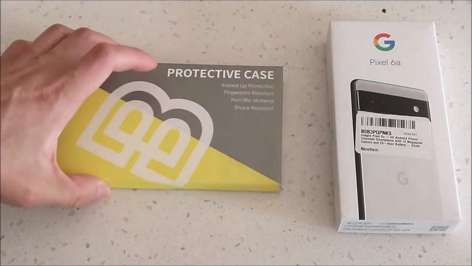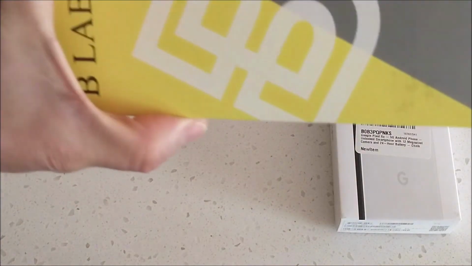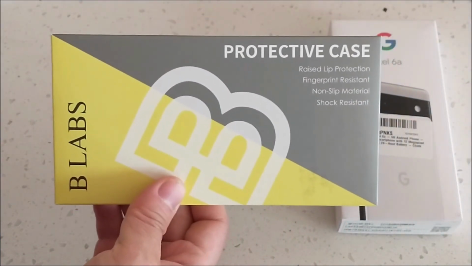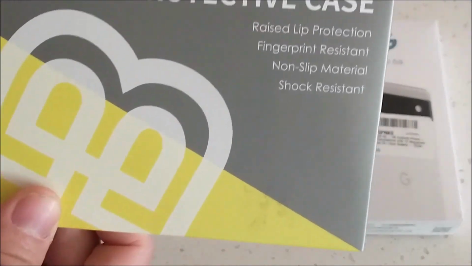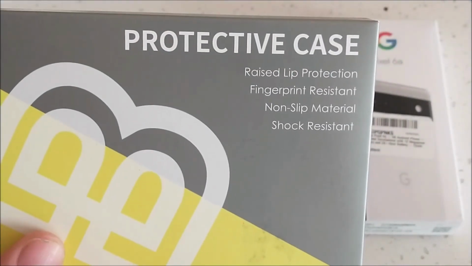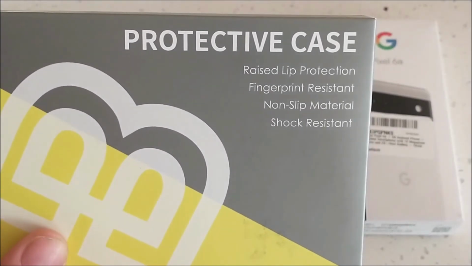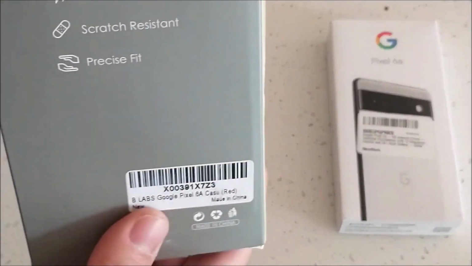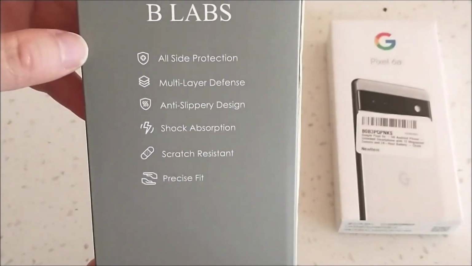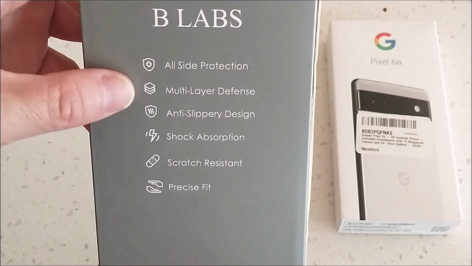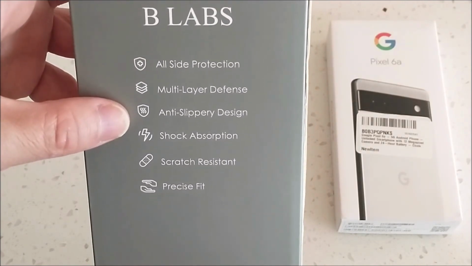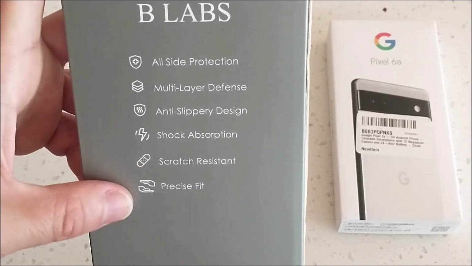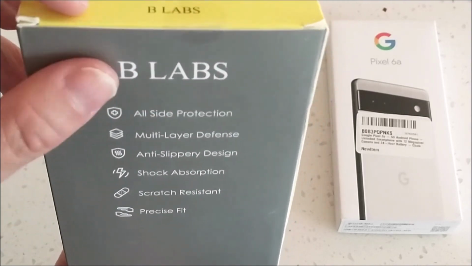Just bought a Pixel 6a and got a case for that. And this case is a B-Lab case. Here it says raised lip protections, fingerprint resistant, non-slip material, shock resistant in the back. Here's all these things: all side protection, multi-layer defense, anti-slippery design, shock absorption, scratch resistant, and a precise fit. So it's made by B-Lab.